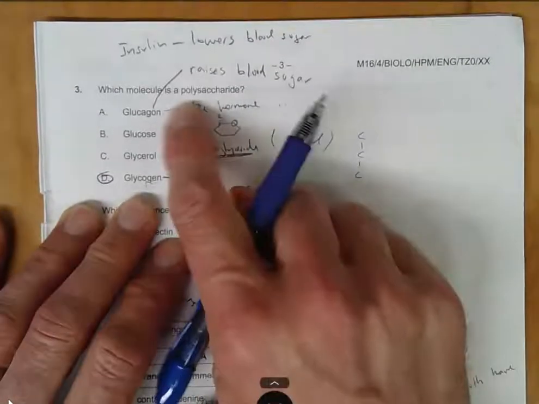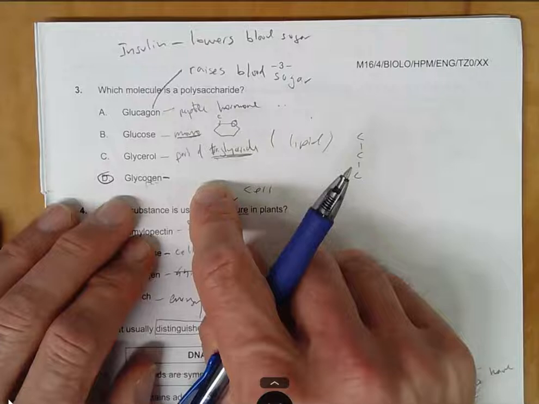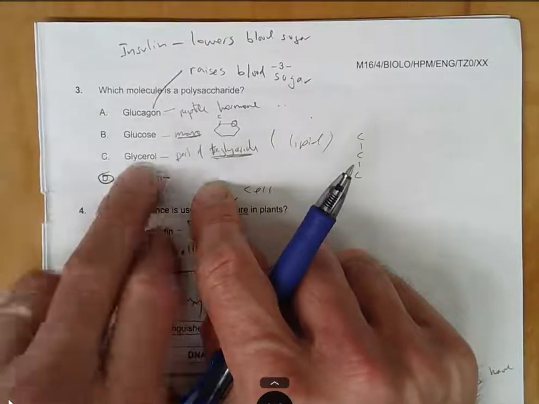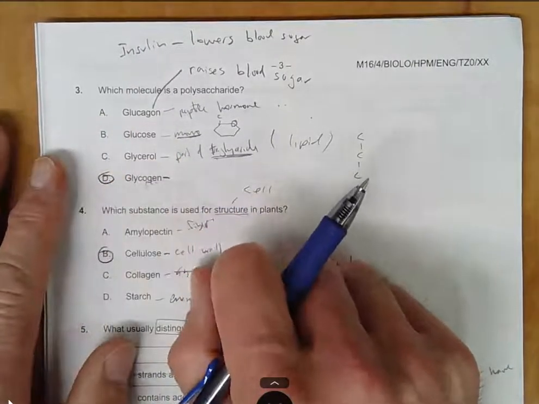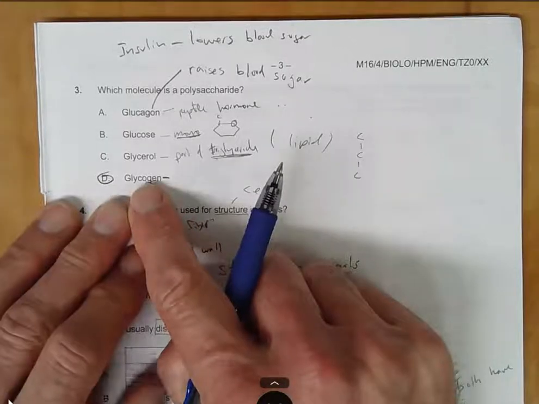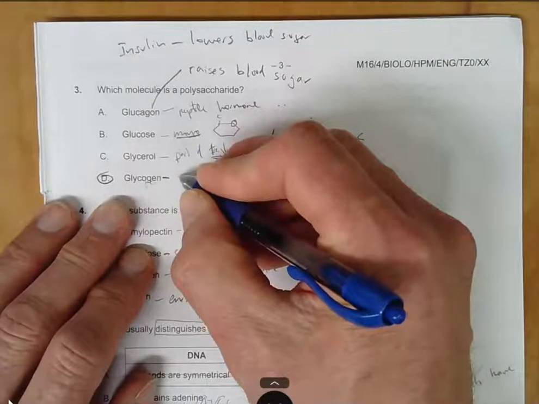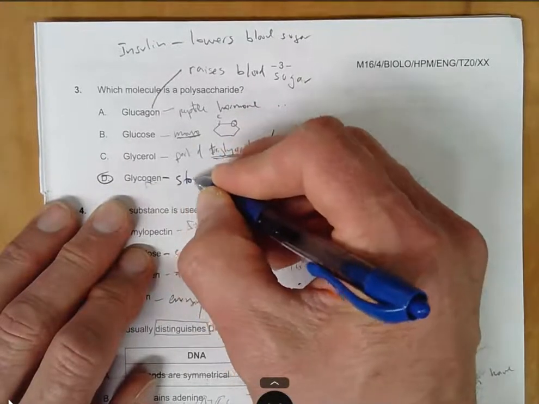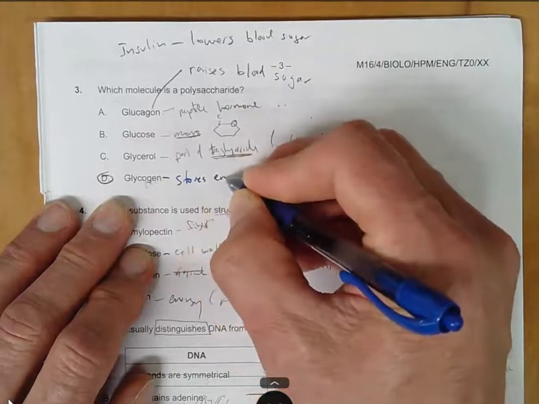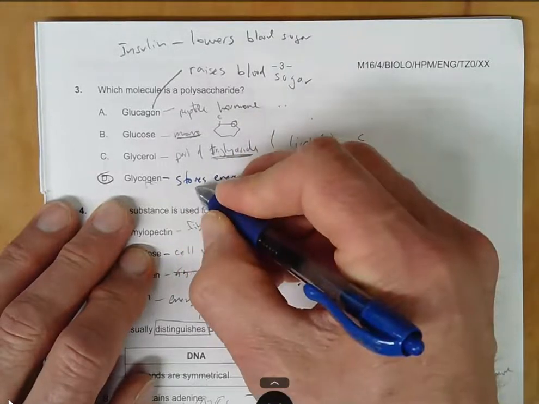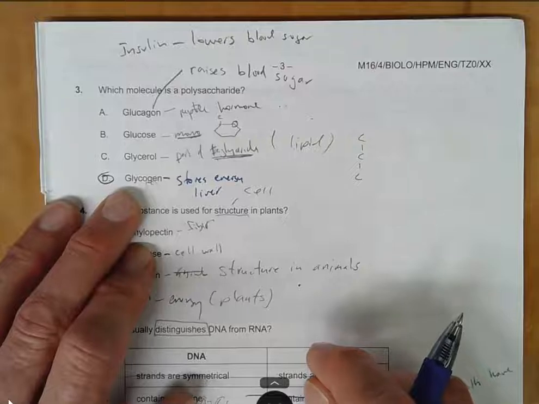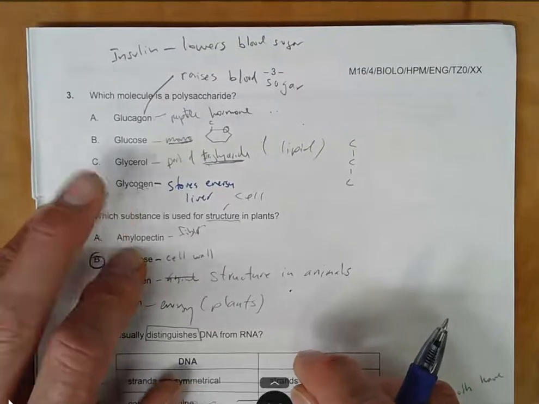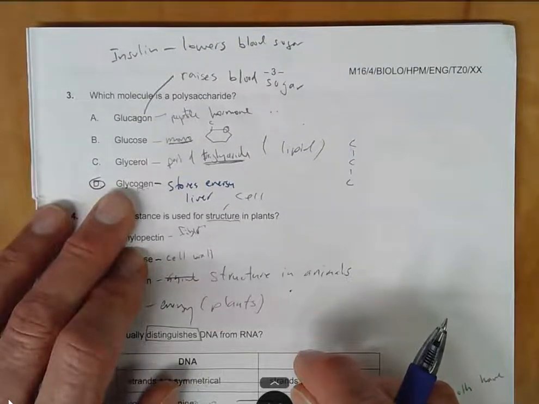Number 3, which of these is a polysaccharide? So remember, you got to know what these molecules are. So here the answer is glycogen. That stores energy, and for us, it's in our liver. But it's a sugar, a polysaccharide. It's a little denser than other sugars, so it's a good storage for animals, that is.